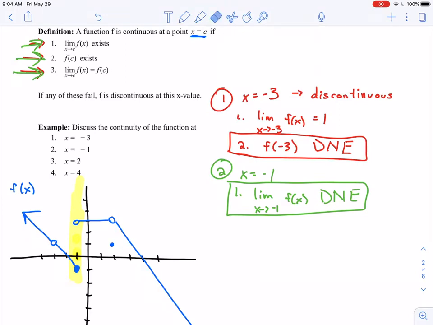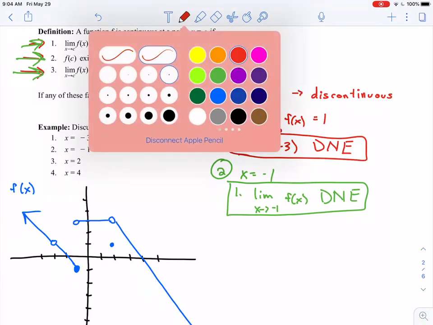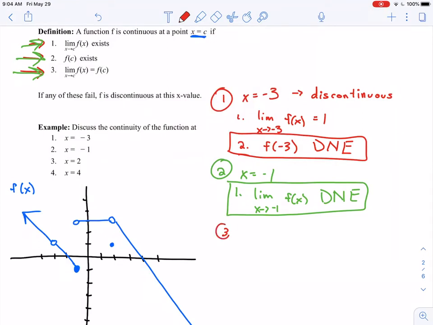All right, so let's talk about what's next. x equals 2. We're going to talk about x equals 2 right here. You might look at that and say, well, maybe you're not quite sure what's going on there at x equals 2. It looks like it's probably going to be a discontinuity, but let's actually show why that is the case. So I'm just going to work my way through this checklist here.